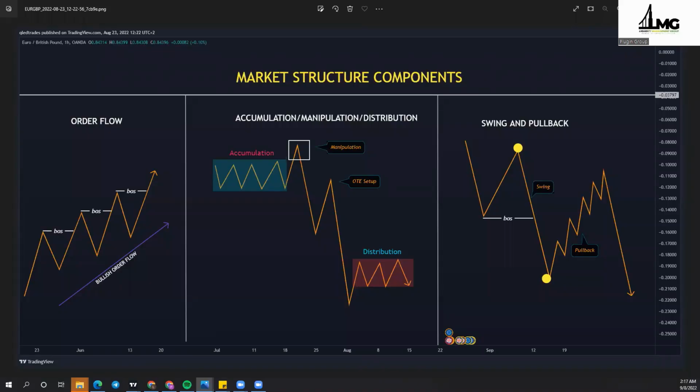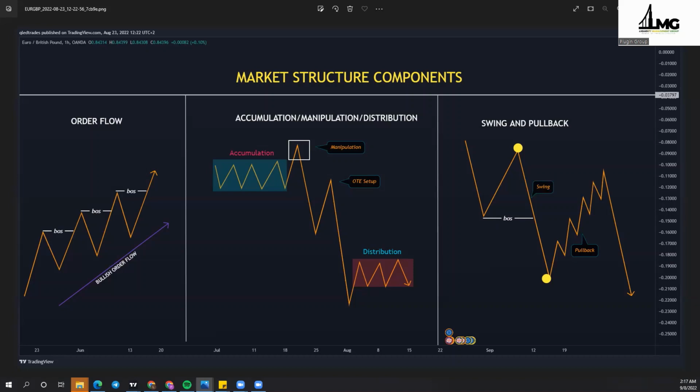Hey guys, in this video, I'm going to cover the market structure components that I look for on the charts. There are three market structure components that I look for using smart money concepts. The first one is order flow. The second is accumulation, manipulation, distribution, which others call the power of three, or their own embedded names. And the third is swing and pullback. These are the three most important concepts that I look for in terms of market structure.